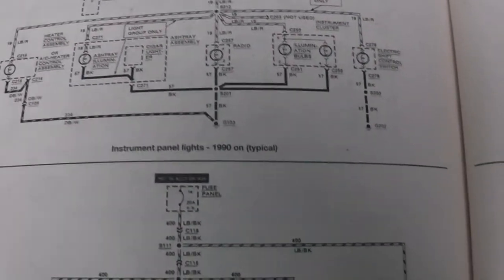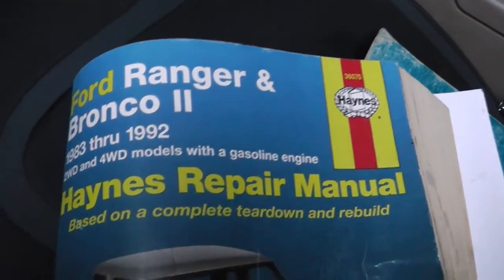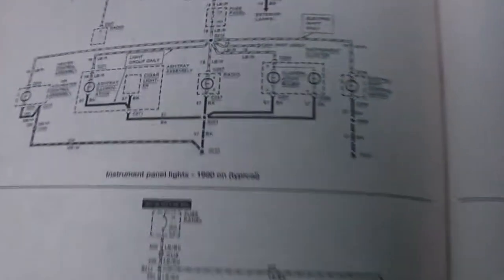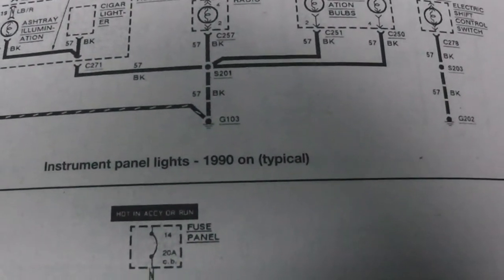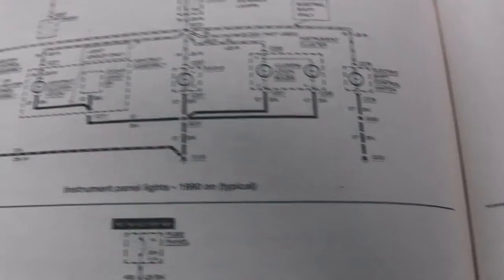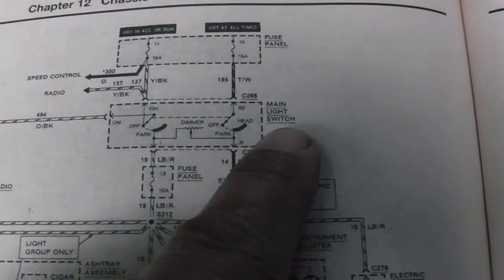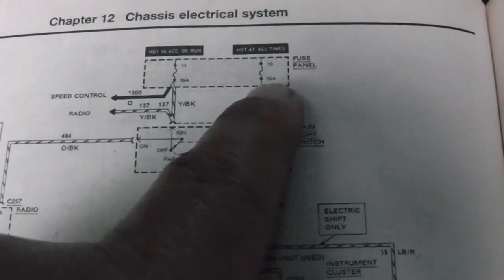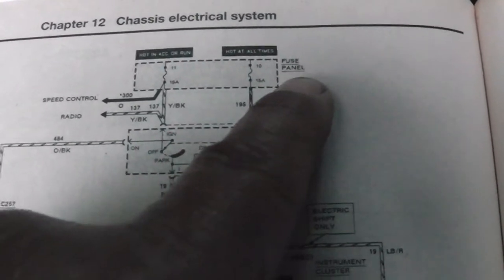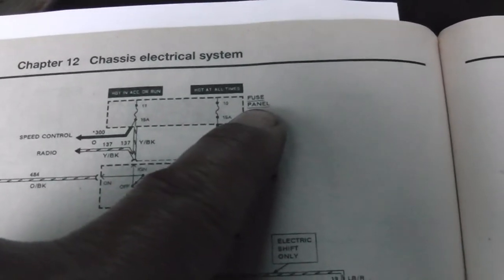Okay, so in my manual, which is a Haynes manual, Ford Ranger and Bronco II, 83 through 92, I flipped to the wiring diagram here in the back, and we're focused on the instrument panel lights on the 1990 Bronco II. As we look at this, we're looking at the main light switch, which is right here. And then we want to go backwards from that light switch to the fuse panel. So this says hot at all times, both of these, and then this is the fuse panel.